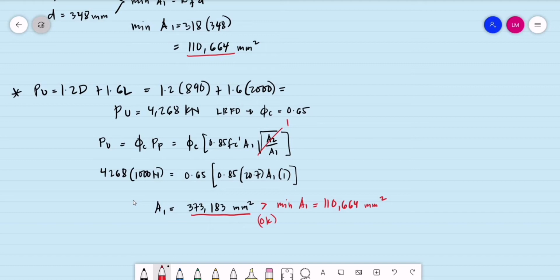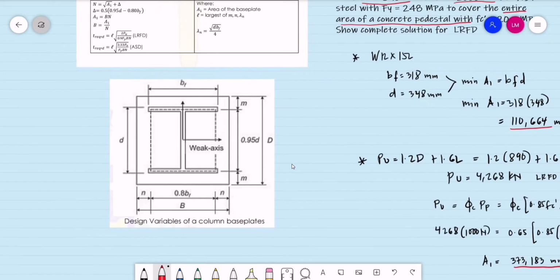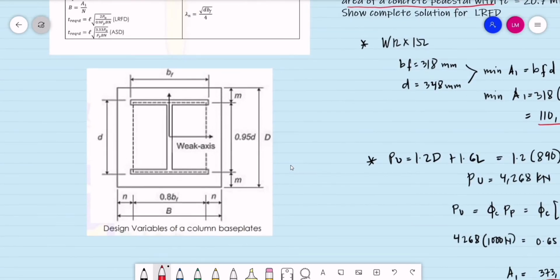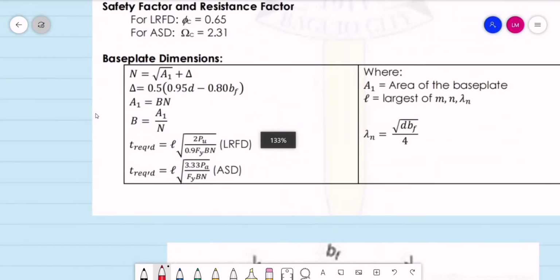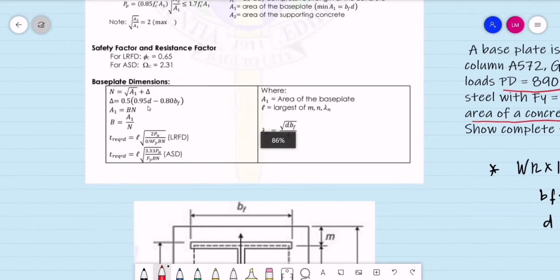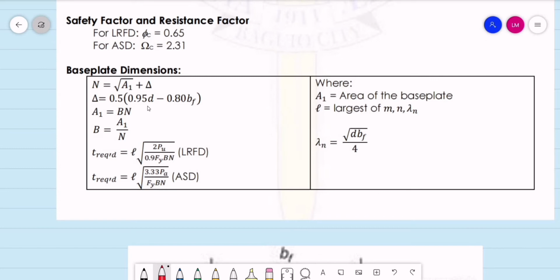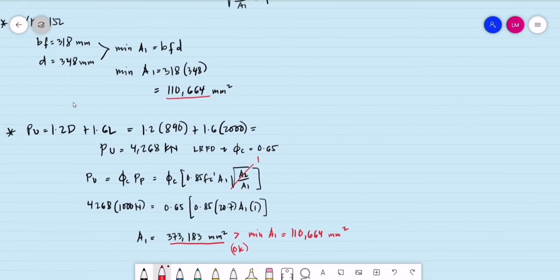Okay, so we have now the value of area 1. So let's have the dimension of our base plate. We have the dimension N, and the dimension B. So how do we compute for the dimension N? We have our equation from the previous video. N is equal to the square root of A1 plus delta, wherein the value of delta is 0.5 of 0.95 of the d minus 0.8 of the b_f, or the dimension of the wide flange.